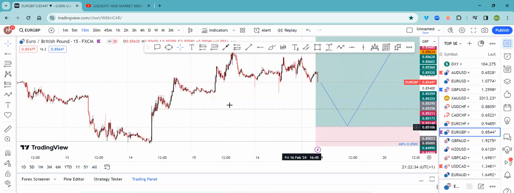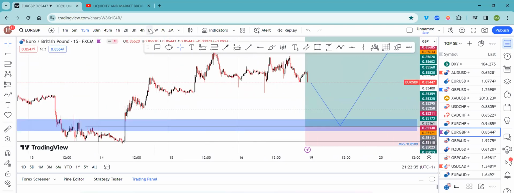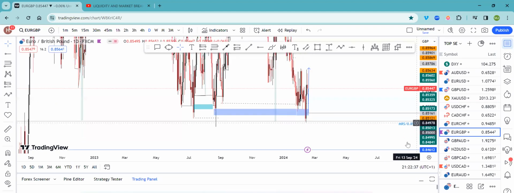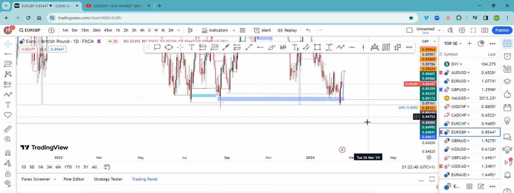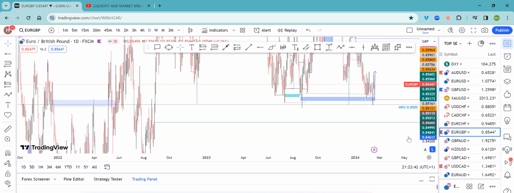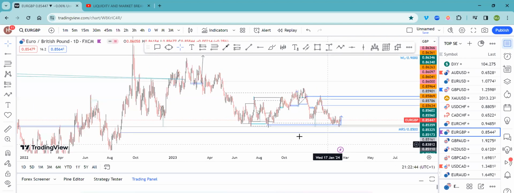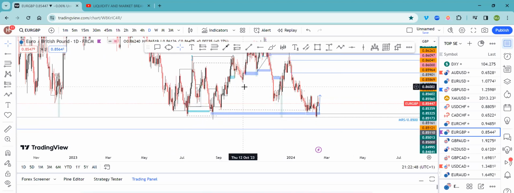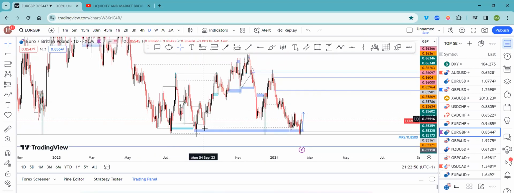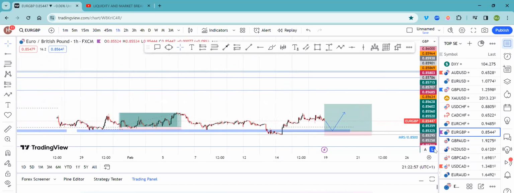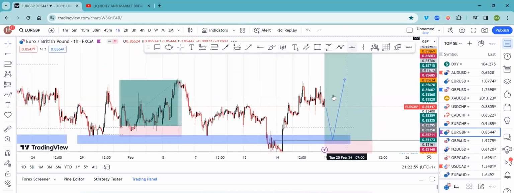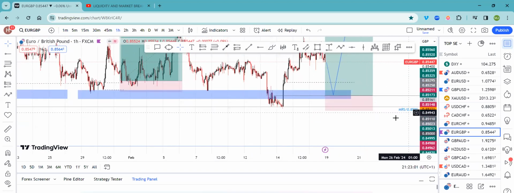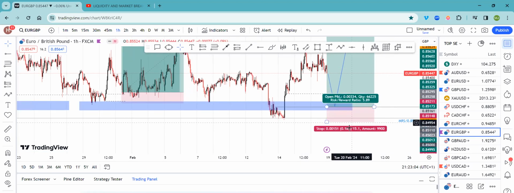Then Euro GBP. Let's look at it. Look at where we have been reacting from on the daily time frame. A very sweet zone, right? The market took out this level, then look at what we are having from there. And as well, they reacted off this psychological level of 0.8500. That was where they reacted from.